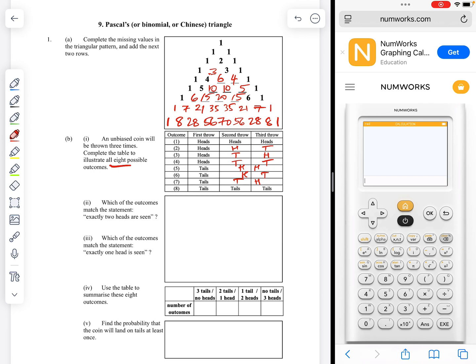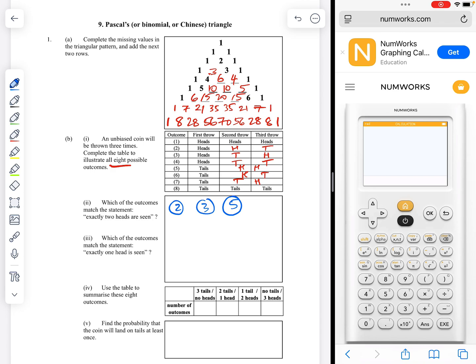possible outcomes. Number 2. Which of the outcomes match the statement exactly 2 heads are seen? The top one is 3 heads, but this number 2, there are 2 heads, there are 2 heads here, and there are 2 heads here. So that is number 2, number 3, and number 5. Those 3 outcomes, each one is there are 2 heads.